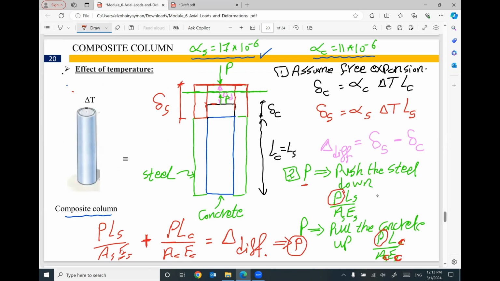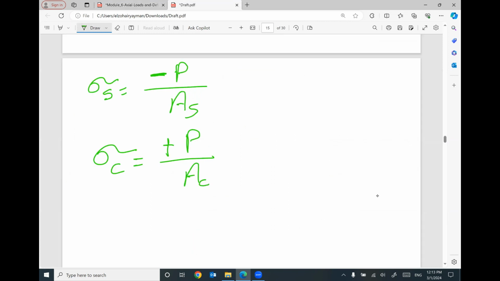And the same force P trying to pull the concrete up. So it will apply tension. So it will be tensile stress. That makes sense? So I can figure out the stresses in steel and the concrete due to the temperature.